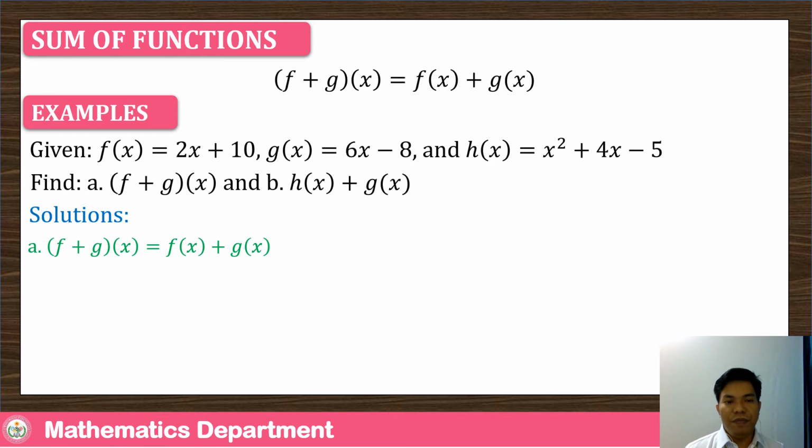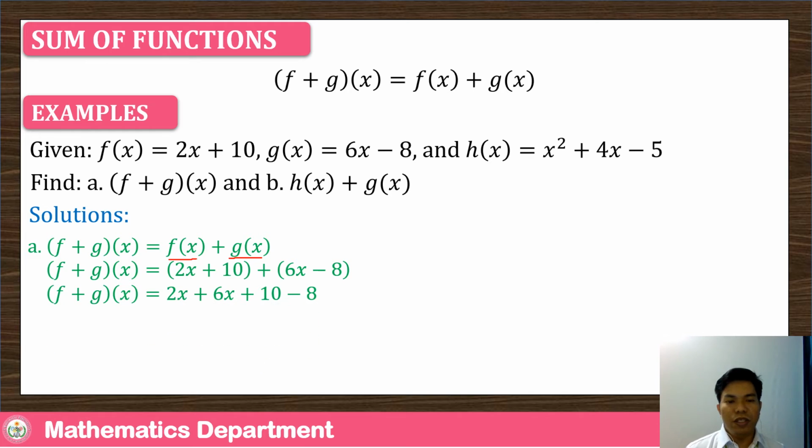For letter A, (f plus g)(x) is equal to f(x) plus g(x). Ibig sabihin, una natin kokopyahin yung ating function f followed by function g. As a result, (f plus g)(x) is equal to our function f, which is 2x plus 10, and our function g, which is 6x minus 8. At pagkatapos niyan, i-apply natin yung concept ng pagko-combine natin ng ating like terms. As a result, ang like terms natin dito ay yung 2x and 6x at yung 10 and 8.